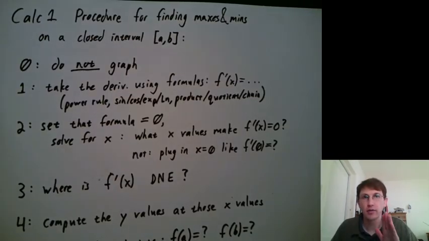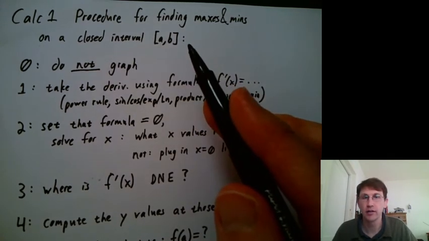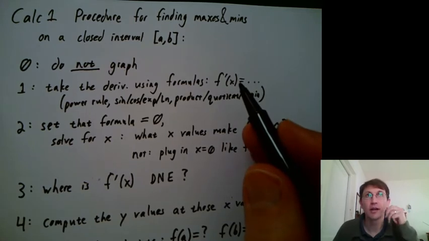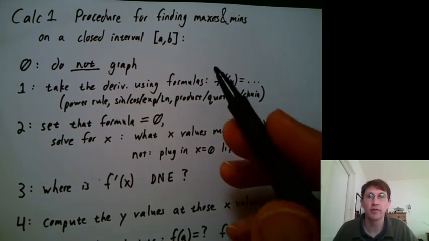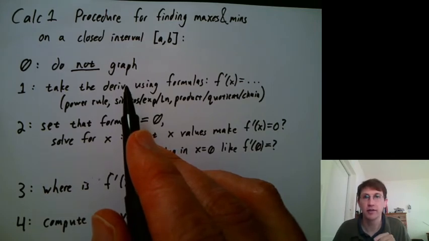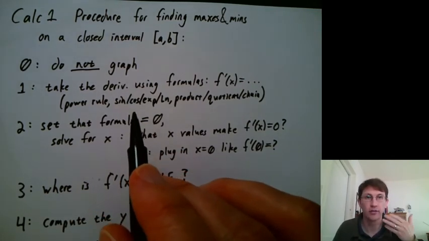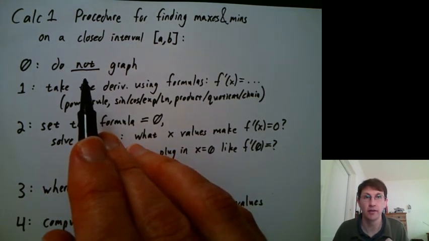So here's our Calc 1 procedure for finding mins and maxes on a closed interval starting at a going to b. And remember, this is mainly us practicing methods that will hopefully somewhat work in higher dimensions. So that's why our first step is not to graph the function. The point here isn't to graph the function, say, here's the min, here's the max. It's to practice all this derivative stuff. So step 0 is do not graph the function that you're given.